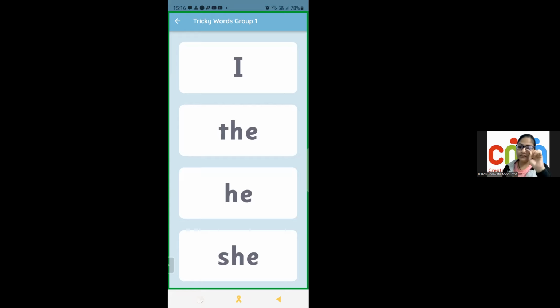Now here, the children should learn. See, we don't have any dots here. In tricky words, do not put the dots, because the child should not count the number of sounds. Okay, so I, the. Now here, you have to create interesting, funny stories for every tricky word.